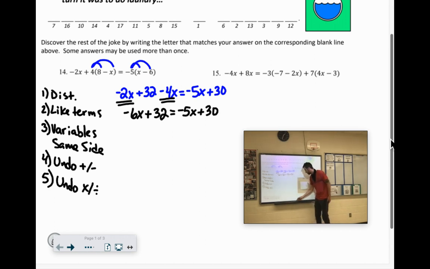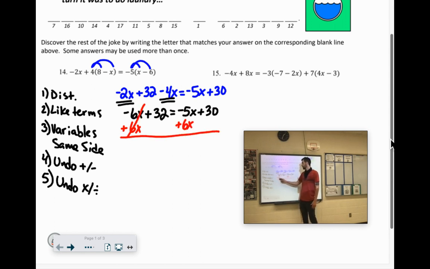Step 3 says get the variables on the same side. The only thing you're going to have to do is either add it or subtract it to make that happen. So if we want negative 6x to go away, which typically I get rid of the smaller one, then the opposite would be positive 6x. But if you do it to one side, do it to the other side. Keep it balanced. Those cancel. We have 32 equals negative 5x plus 6x would be 1x. And then you have your plus 30.